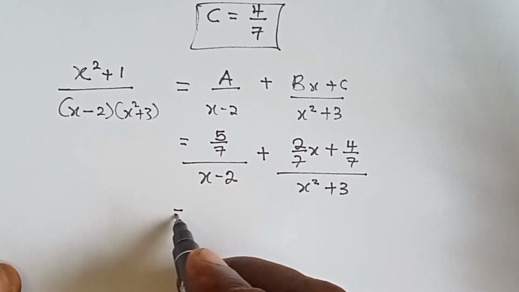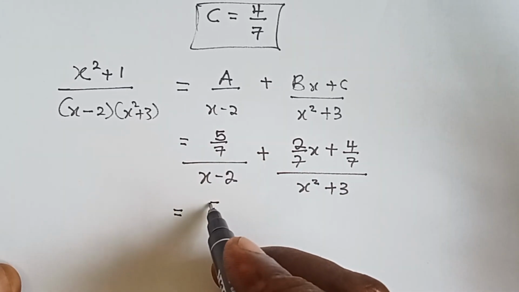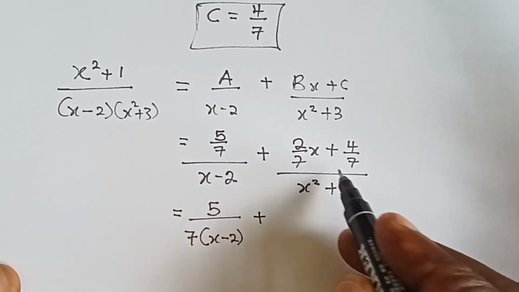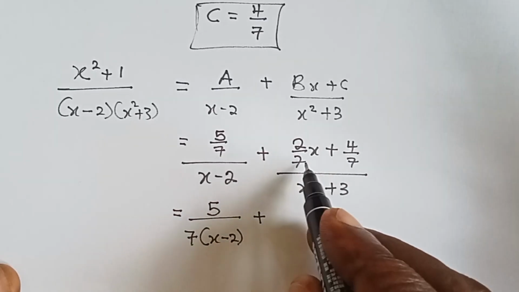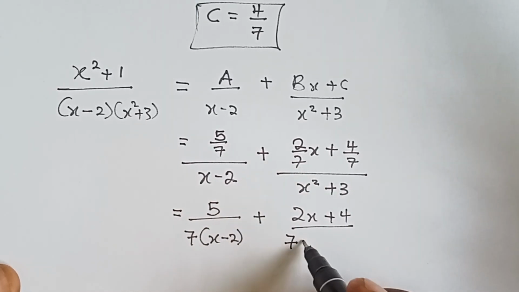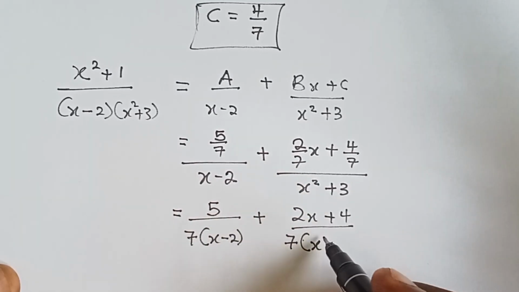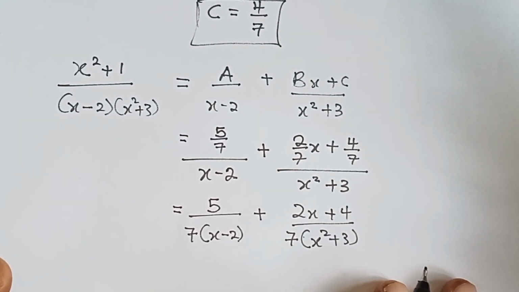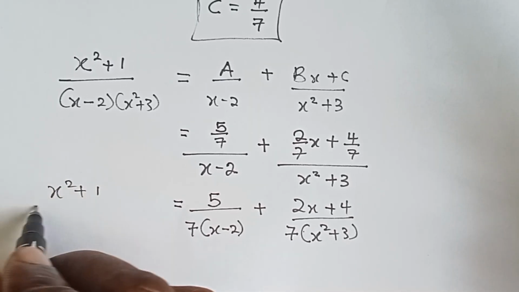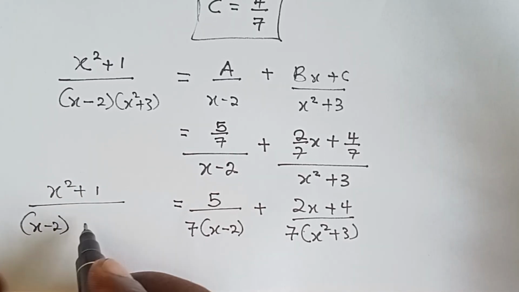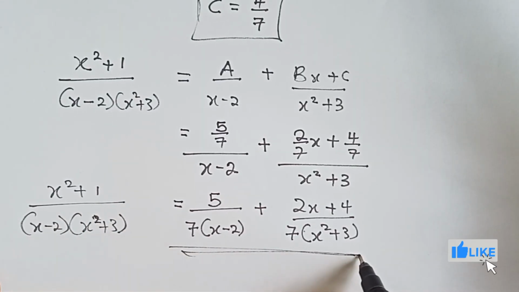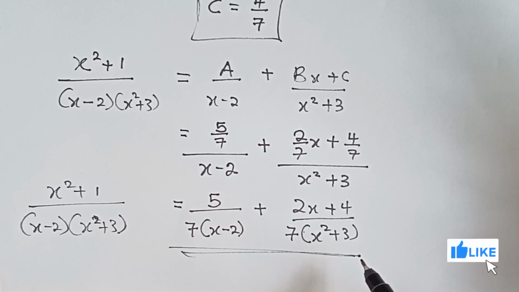Okay, our 7 will come down. We have 5 over 7 multiplied by (x minus 2), plus the 7 is also common in the denominator, so it can come down. We have these (2x plus 4) over the common factor, which is 7, then we have (x squared plus 3). Okay, so it means when we resolve (x squared plus 1) over (x minus 2)(x squared plus 3) into partial fraction, we get this, which is our final answer.